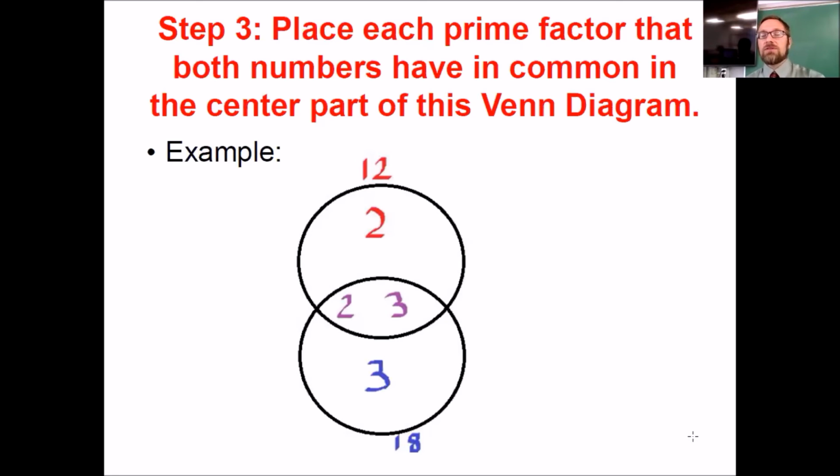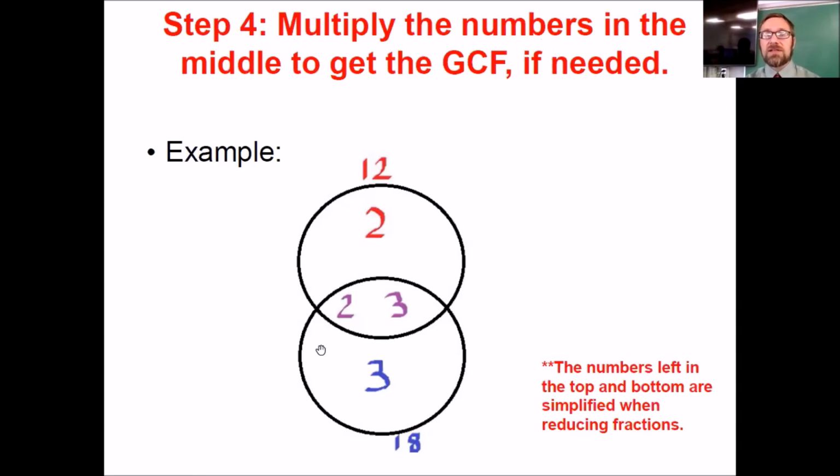So they both shared one of the 2s and one of the 3s. They both had that. So we put that shared, and then the extra 3 was unique to 18, and the extra 2 was unique to 12. So that's how you write the Venn diagram. And then for the greatest common factor, you simply multiply the middle of the Venn. So 2 times 3. So the greatest common factor is 6.